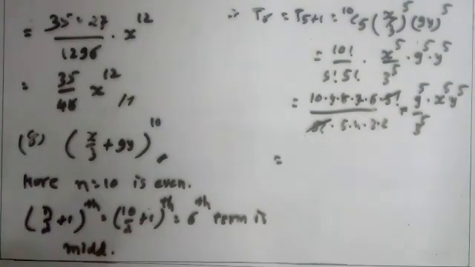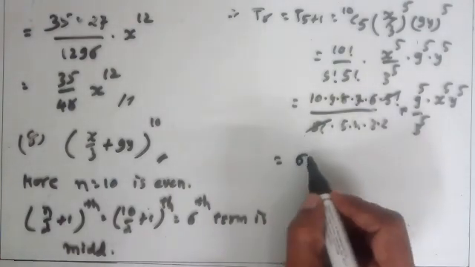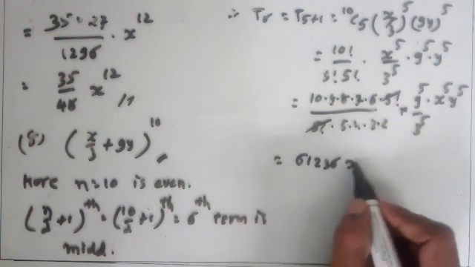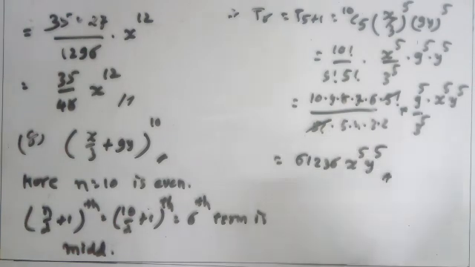After simplification, using a calculator we find this number: 61236 x raised to 5 y raised to 5. Okay, this becomes the middle term.